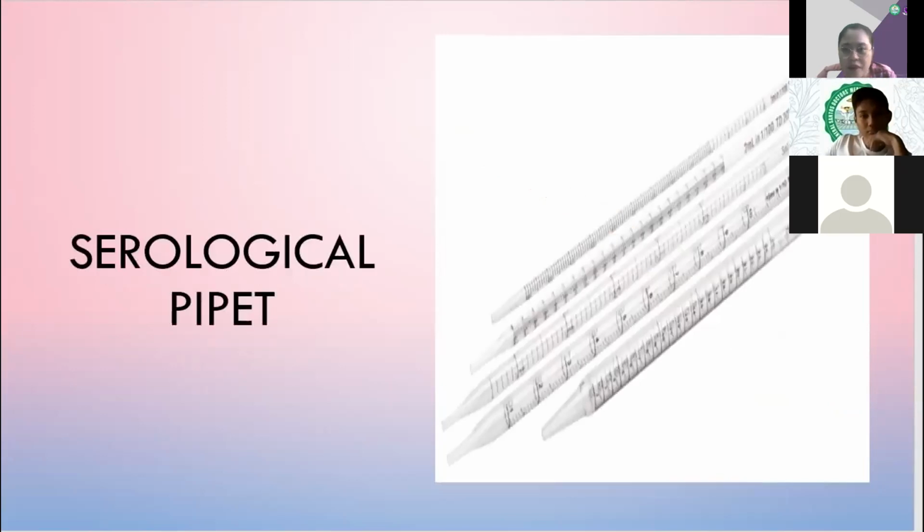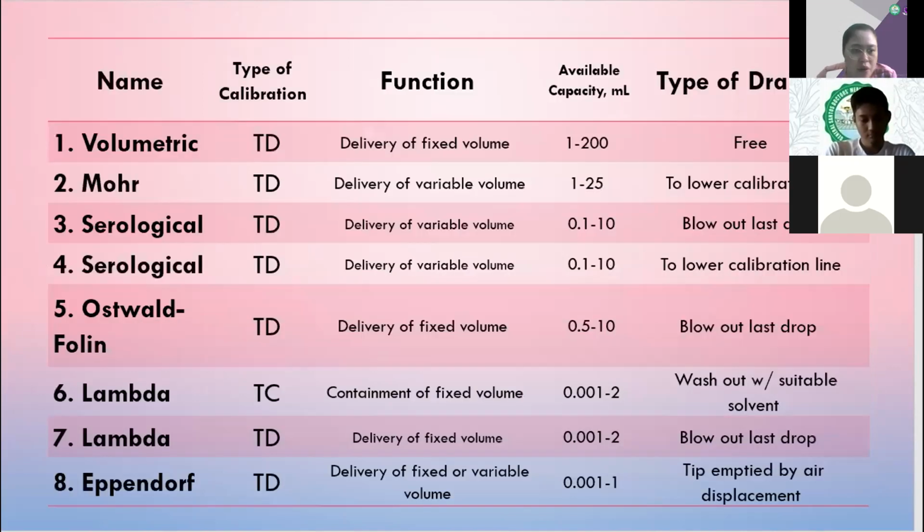Okay, now this one is the so-called serological pipette. It's almost similar to that of the Mohr pipette. This can also deliver variable volumes of liquid. Okay, pero I think when we go back to our slide, serological pipette kasi has two types.